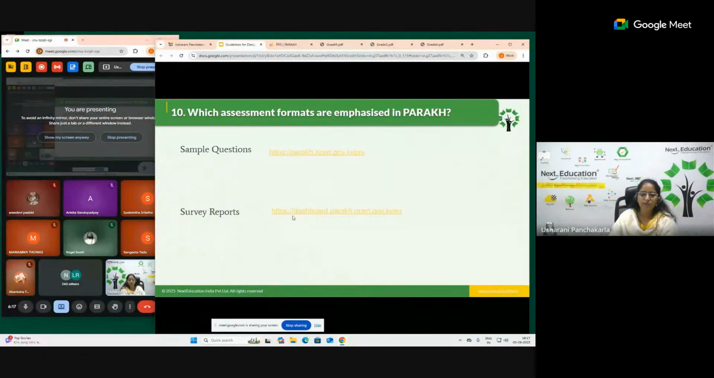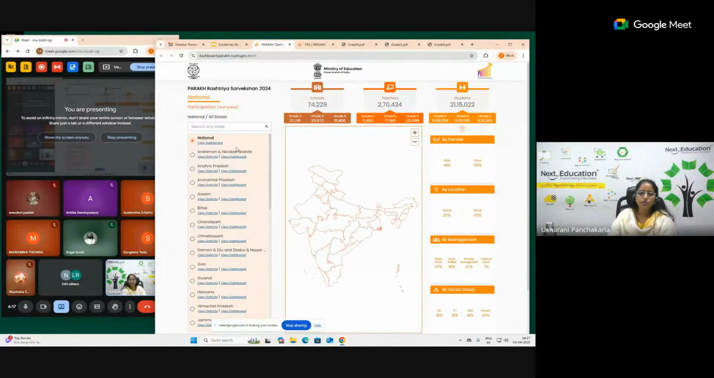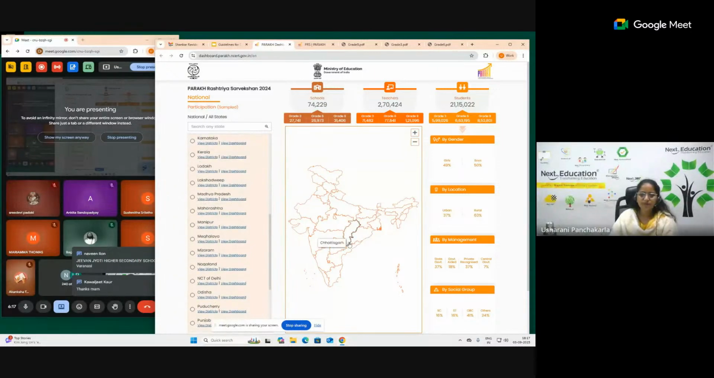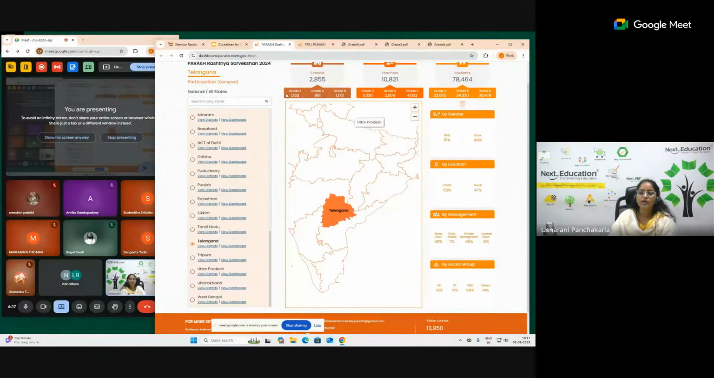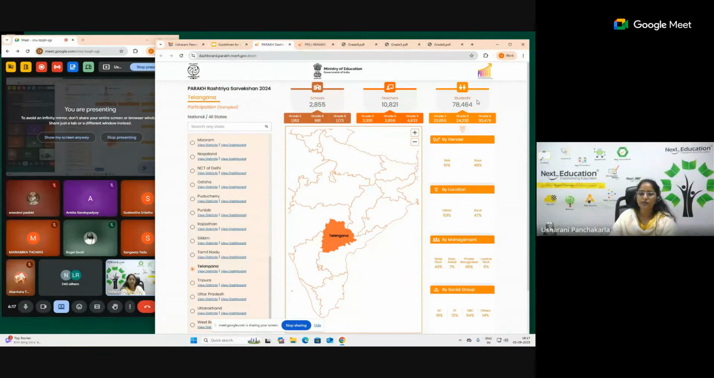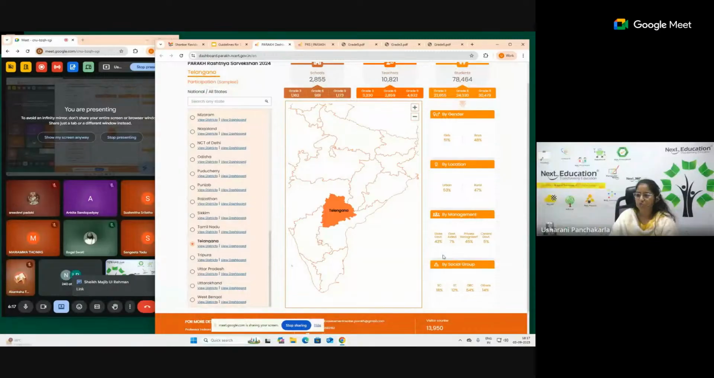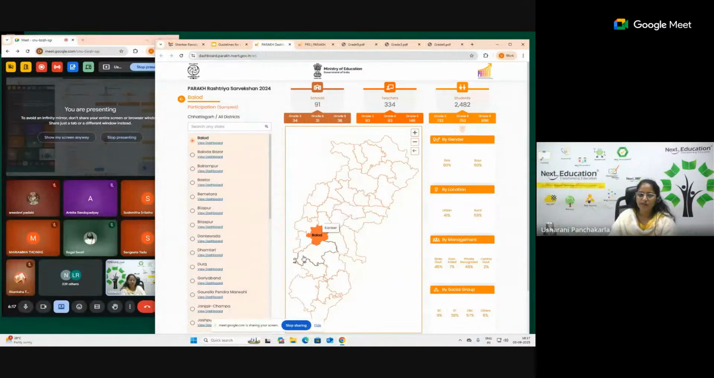Now coming to the next one, the survey report. This is more important. When it comes to the survey reports, here you can see all the states. For example, if I go with Telangana, since right now I'm in Hyderabad, you can see the number of schools that participated in the pilot project, and the grade levels. I mean, for grade 3, how many students, grade 6 and grade 9, total this many schools, the teachers who participated, and the students who participated by gender, by location, by management, by social group. This entire information you can see. Any state you can select with one click this way, and you will get that information.